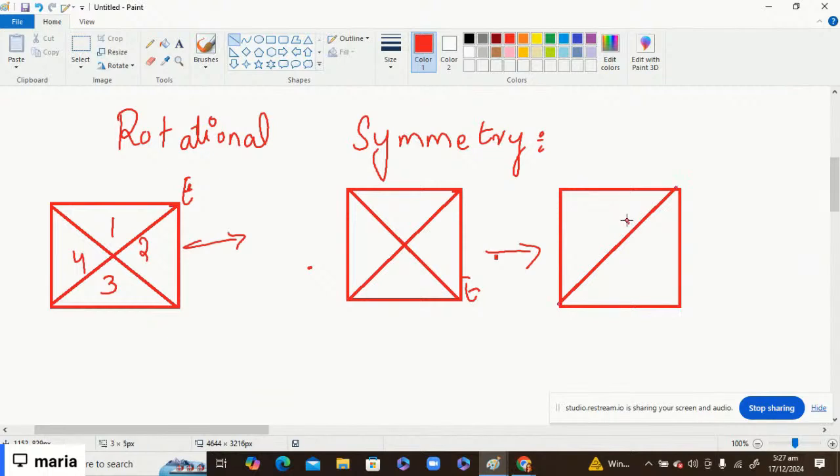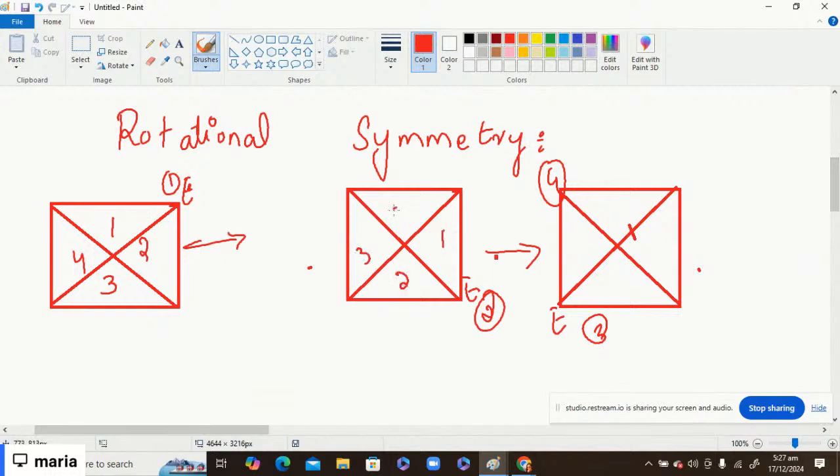First of all, it's on the first position, then the second position, now it's on the third position. After that, it's on the fourth position in the next figure. So this is the rotation that exists. Here 1, 2, 3, 4, and after that it's moving in this way. This is the meaning of rotational symmetry.